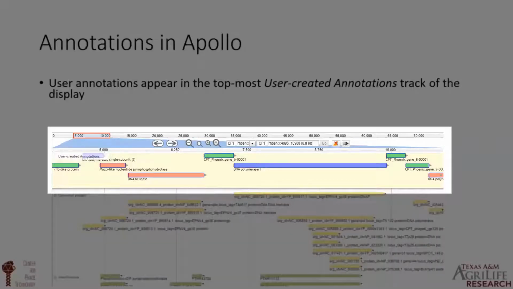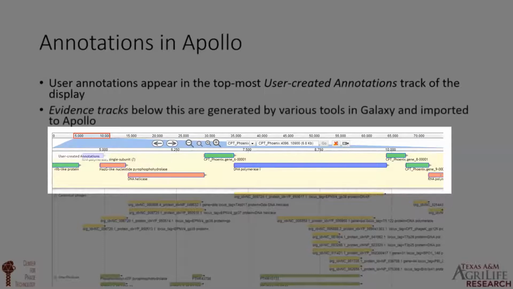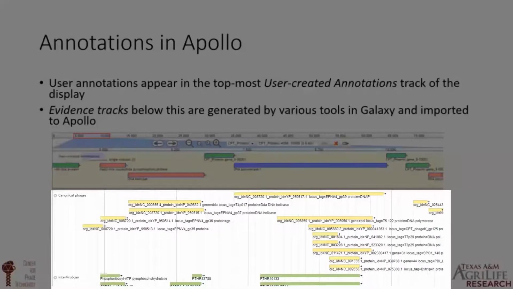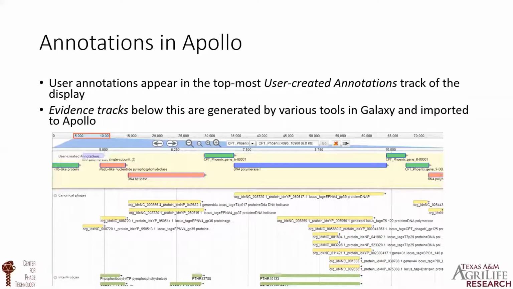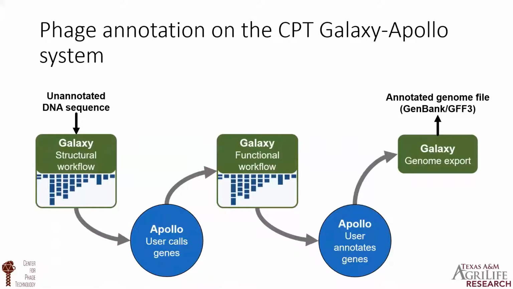The user annotations in Apollo appear at the top of the user-created annotations track of display, shown in yellow. This top bar is the only track that is actually editable by the user in Apollo. Evidence tracks, which are in the white field below, are generated by various tools in Galaxy, and they are imported into Apollo via the Galaxy-Apollo bridge. Each organism has only a single user-created annotations track, but it can have an unlimited number of evidence tracks below it, which can display the outputs of any kind of analysis that can be mapped onto a DNA sequence.